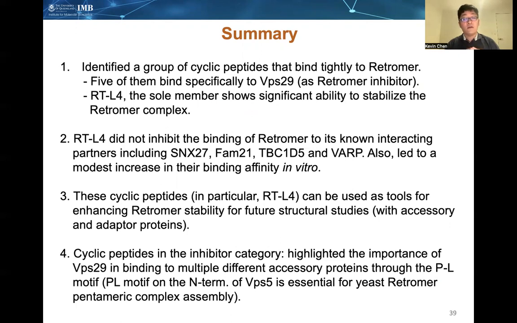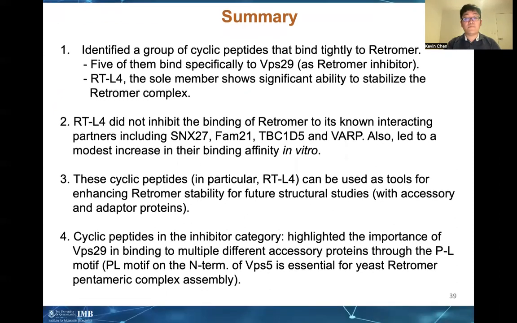In particular, in the inhibitor category, we also had a surprising finding that highlights the importance of VPS29 in binding to multiple different accessory proteins through the PL motif. This is very surprising, including that we now know so many of them, and not just in higher eukaryotes but also in yeast as well. So this PL motif binding mechanism is conserved throughout evolution, which is quite interesting.